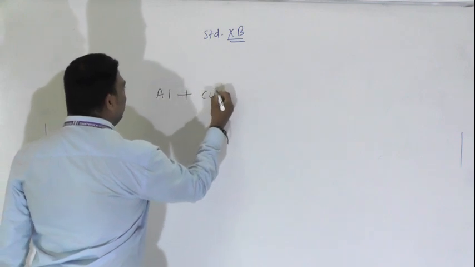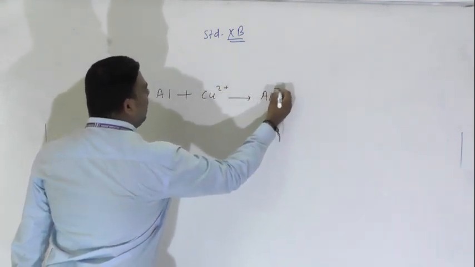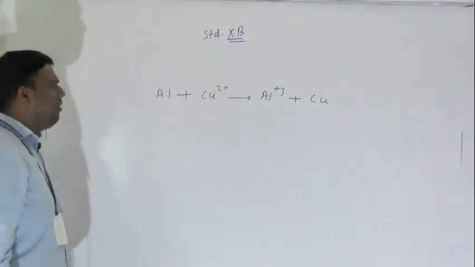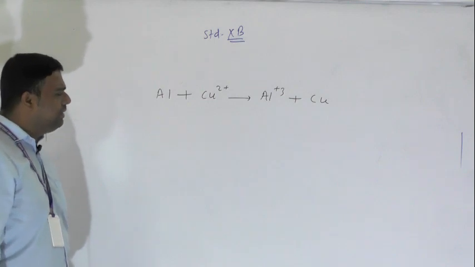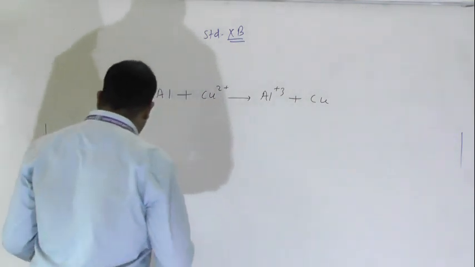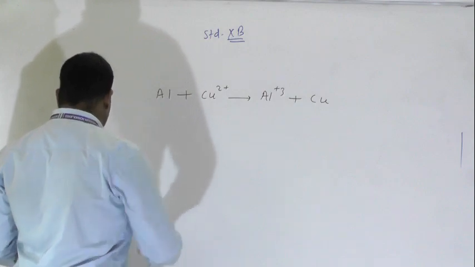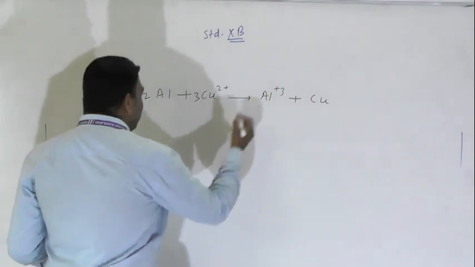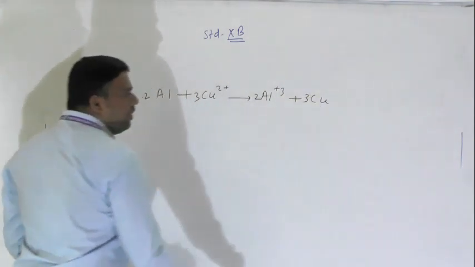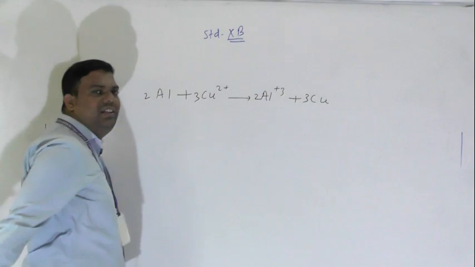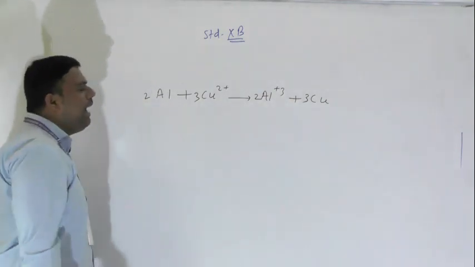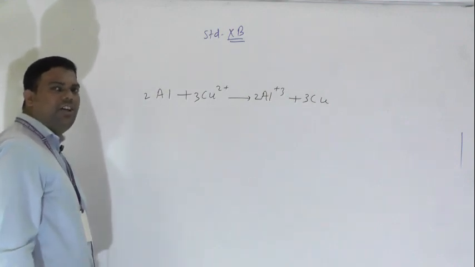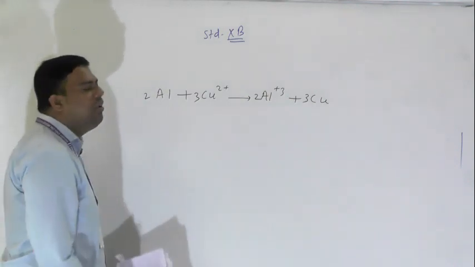Al + Cu2+, that gives Al3+ + Cu. So see here, you have to balance this. Better, they have given the reaction with the balanced reaction already. So here 2 and here 3. Now see here, 2Al, they already gave the balanced reaction, and you have to write the oxidation half reaction and reduction half reaction for this above reaction.